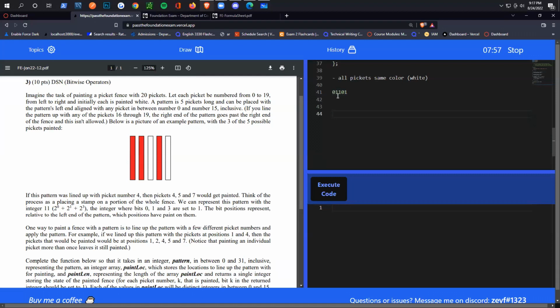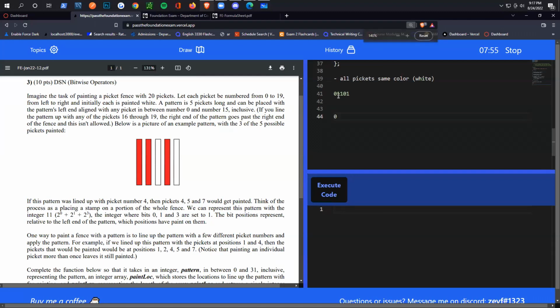So we're going to have, for example, 0. Okay, so picket 4. So let's see. So this number right here, this is just 11. So pattern is just equal to 1, 1, 0, 1, 0. So yeah, so this is 2. Actually, this is not 11. Okay. There we go. So this is 1, 4, 8.